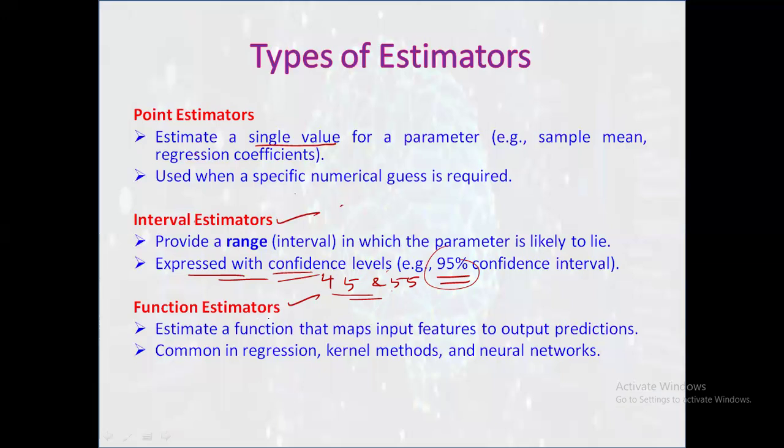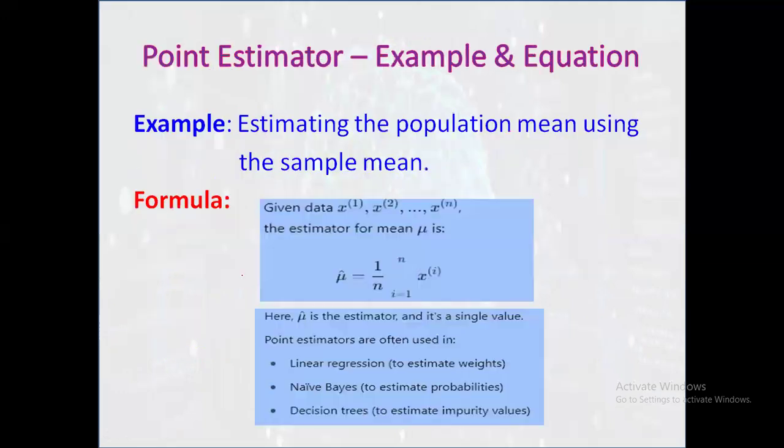This accounts for uncertainty. Next, function estimators are used when the goal is not just to estimate a value but a whole function, like in a regression model. For instance, estimating the function w0 plus w1 x1 plus w2 x2, with w naught, w1 and w2 as the weights. It is done using the training data in linear regression. So what are the three types? Point estimators, interval estimators, and function estimators. Based on the application, we choose the estimator.